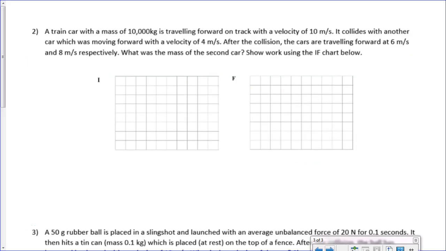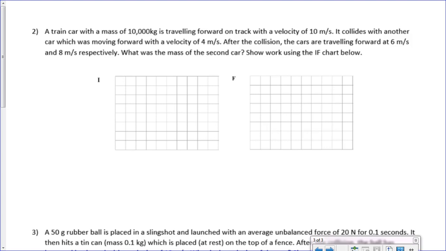So problem number 2, we've got a train car, and it says a train car has a mass of 10,000 kilograms. It's traveling forward on a track, velocity of 10 meters per second. It collides with another train car, which is moving forward with a velocity of 4 meters per second. After the collision, the cars are traveling forward at 6 meters per second and 8 meters per second, respectively. What is the mass of the second car?